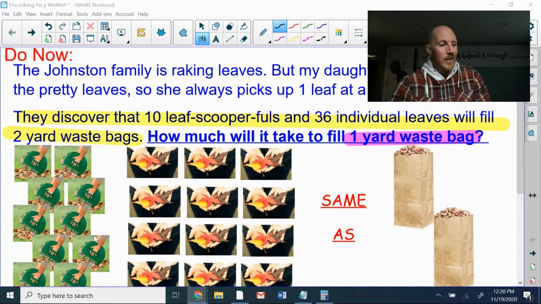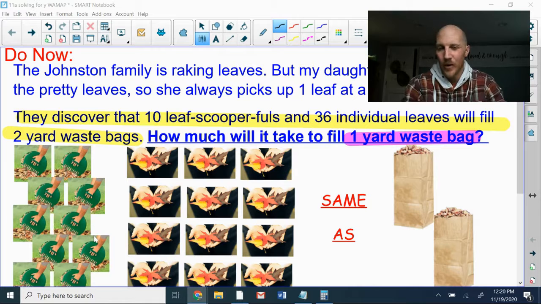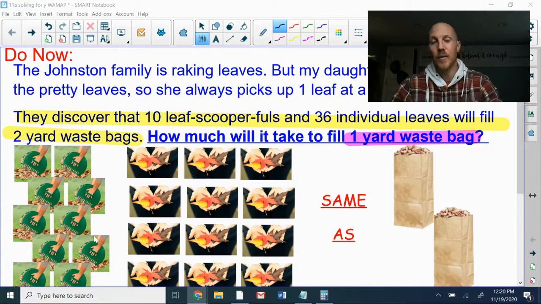And so I was thinking, man, I wonder what it would take to just fill 1 yard waste bag. I don't want two of them. I want to know what would it take just to fill one. So that's my question. What would it take? Scooperfuls and leaves. How many of those would it take to fill just one bag? I'll leave you to think about that. You can hit pause till you got an answer.